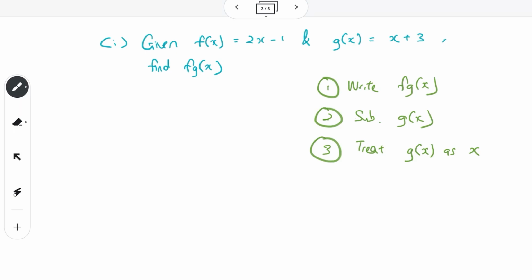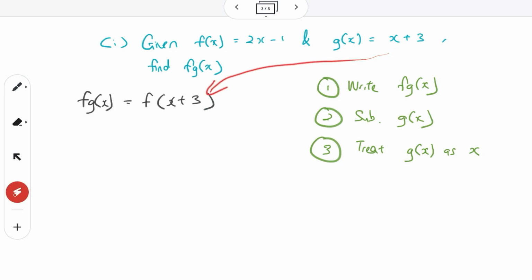So the first step, as you can see from the right, is to write fg(x). Very simple, write fg(x). And you equal, now what you're going to do next is sub g(x), i.e. this thing, into the equation. So instead of writing g(x), you're going to write x plus 3. Right? Because you're going to input the value from here into here. And then next, you're going to treat the g(x) as the new x. Alright? So instead of this x here being just an x, it's going to be x plus 3. So similarly, in here, x is going to be x plus 3.